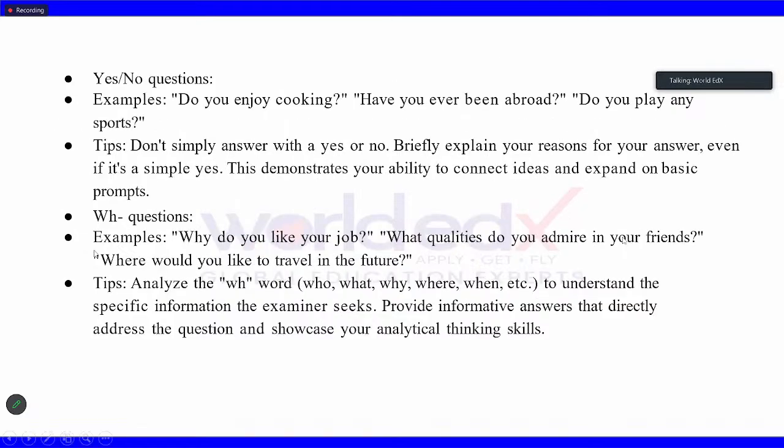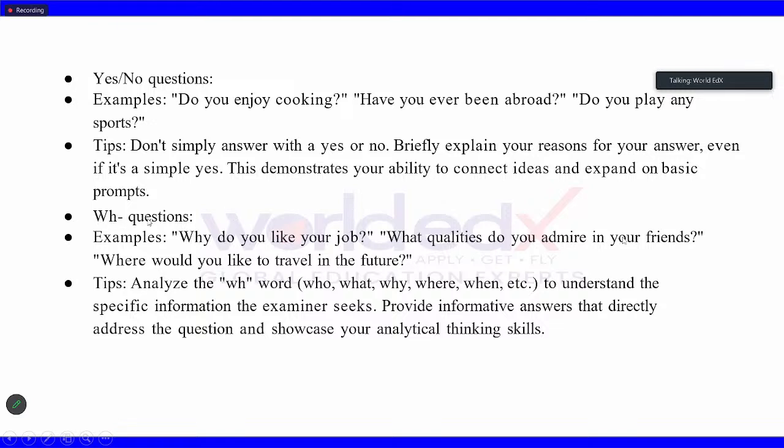There are certain yes or no questions as well, like do you enjoy cooking? Have you ever been abroad? Do you play any sports? Don't simply answer with a yes or no. Briefly explain your reasons for your answers. Even if it is a simple yes, this demonstrates your ability to connect ideas and expand on basic prompts.